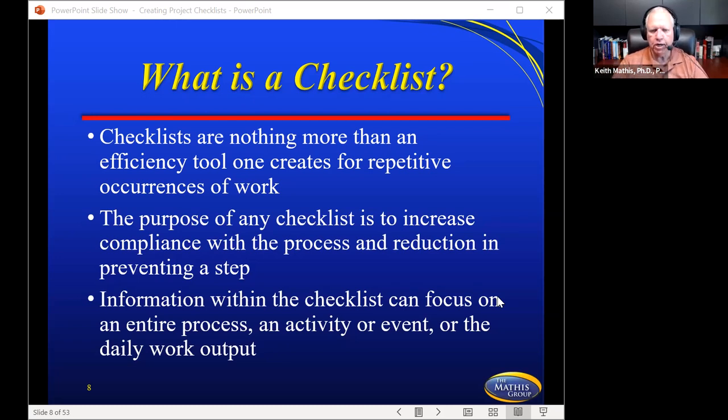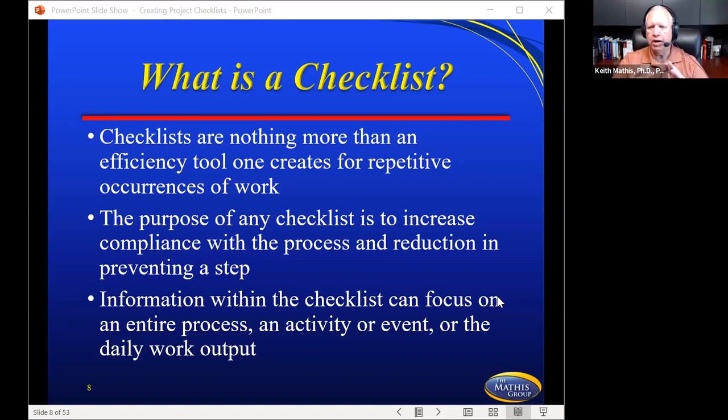So the purpose of a checklist is to increase compliance with the process, reduction in preventing a step. Information within the checklist can focus on an entire process, an activity, or an event, or on a daily work output. So it's not uncommon, and some of the efficiency experts say that they have checklists for all the different aspects of the project. Here's the checklist for the charter.